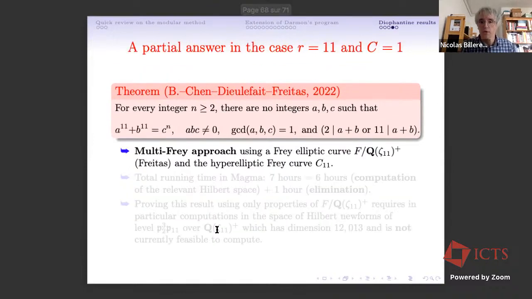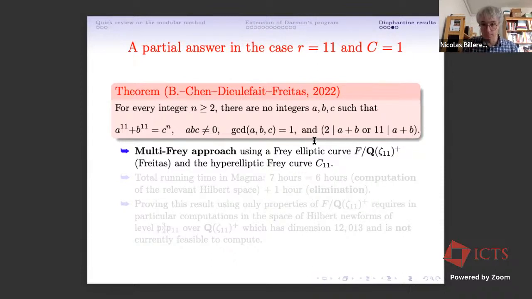So I want to show you another Diophantine application of the result I've been talking about today, where abelian varieties of dimension greater than 1 are really necessary. So here is the result, again from last year: for every integer n greater than or equal to 2, there are no integers a, b and c satisfying a to the 11 plus b to the 11 equals c to the n, where a, b, c are non-zero coprime, and satisfy these 2 and 11-adic conditions here.